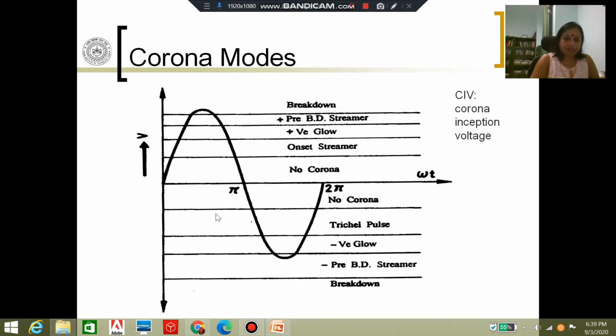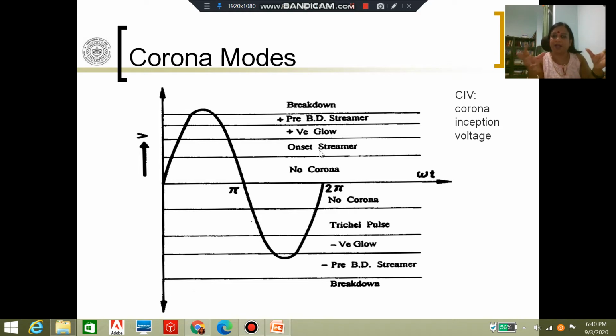So if you look at the positive part only for the moment, when your conductor is positively charged with respect to ground, and you apply a voltage, as long as the field at the conductor surface is lower than the corona inception field, there will be no corona. You cross that and then you will see onset streamers. What are onset streamers? Onset streamers are essentially some transient discharges that you will see on the surface of the conductor. They are not stable, but they have the function of distributing.